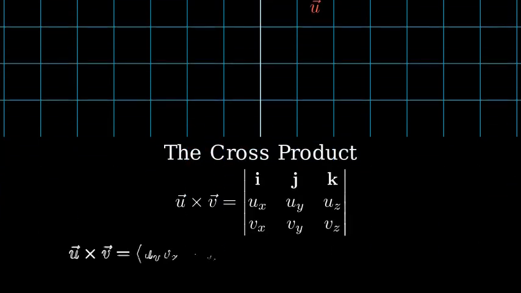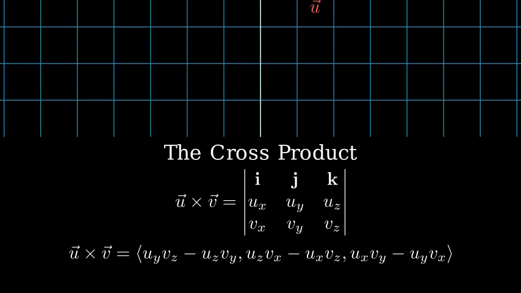The cross product of two vectors, u and v, produces a third vector that is perpendicular to both u and v. It's calculated using the formula u cross v equals angle bracket u sub y times v sub z minus u sub z times v sub y, u sub z times v sub x minus u sub x times v sub z, u sub x times v sub y minus u sub y times v sub x angle bracket.